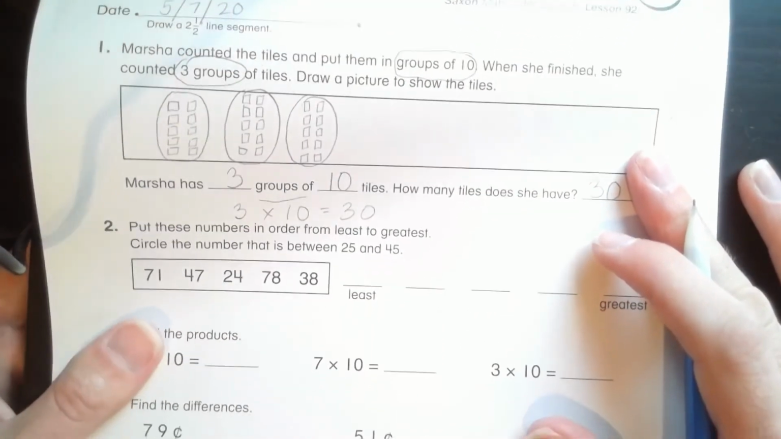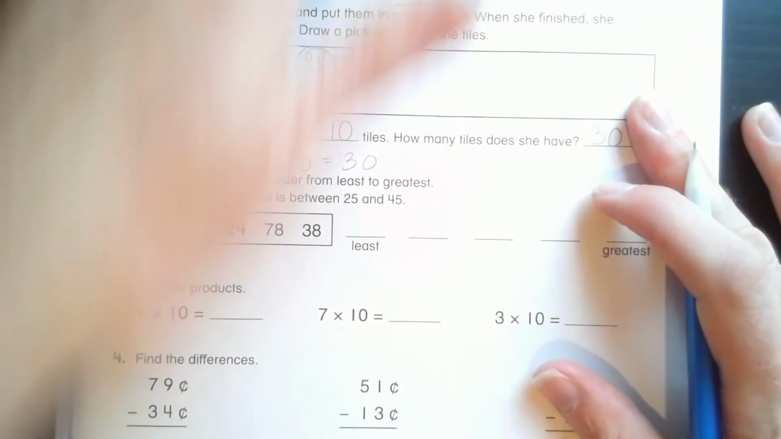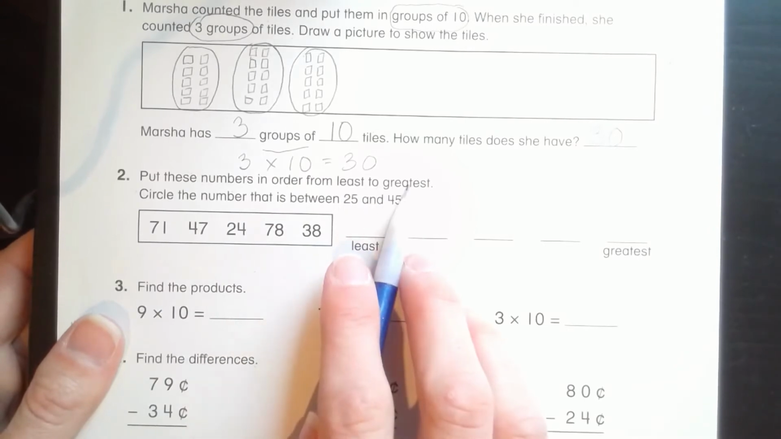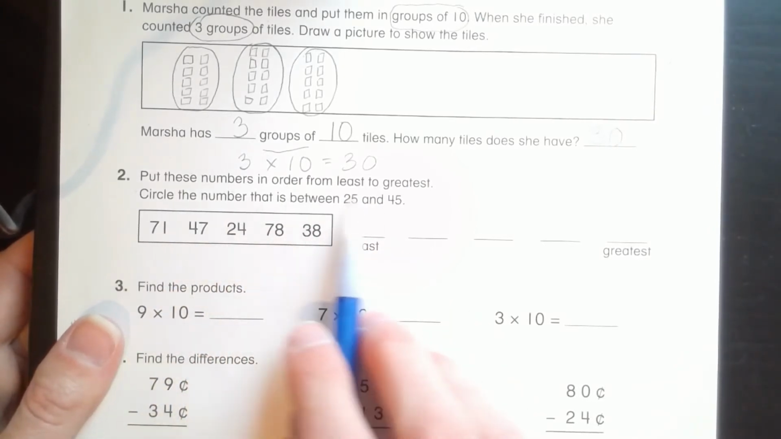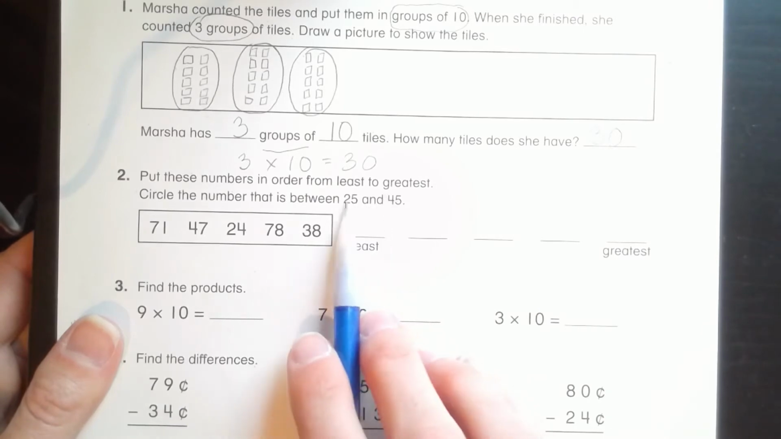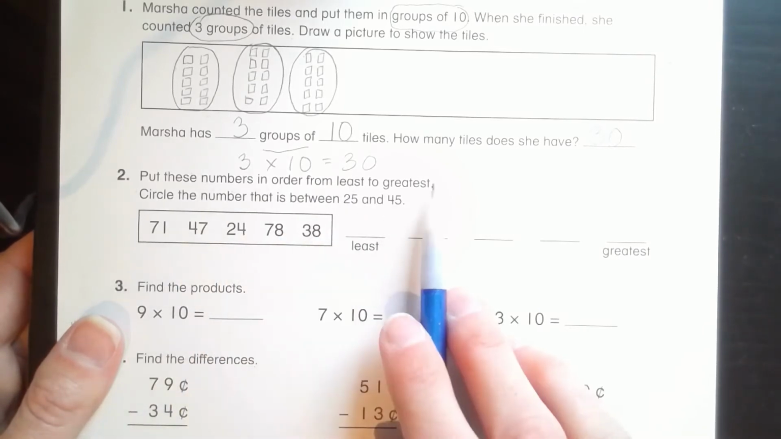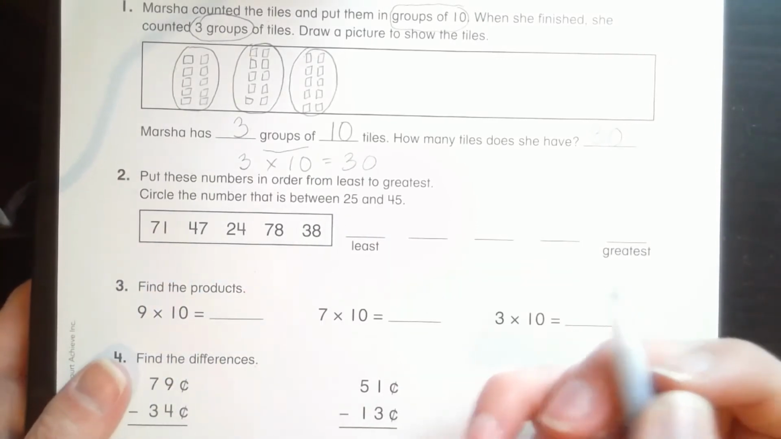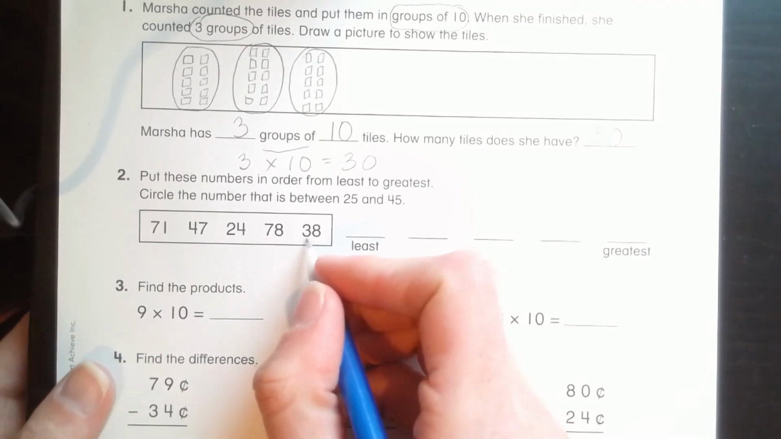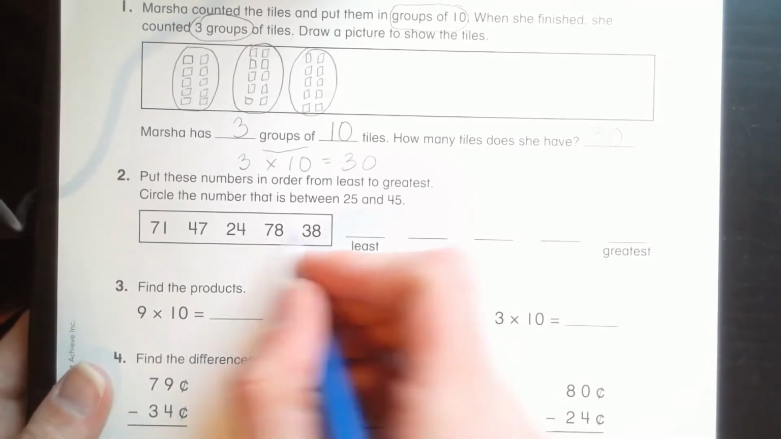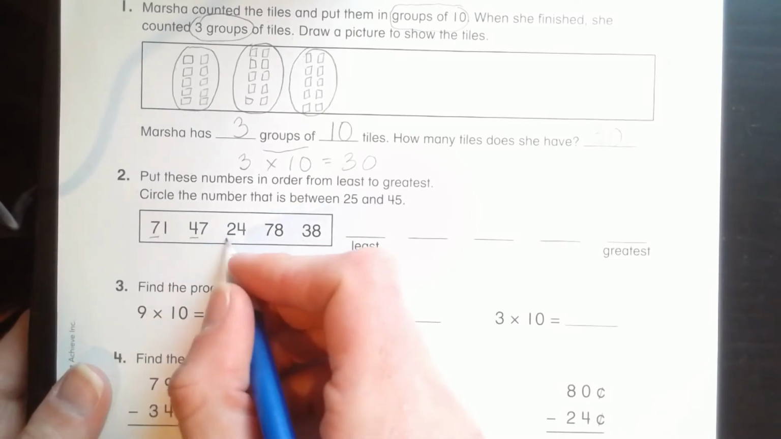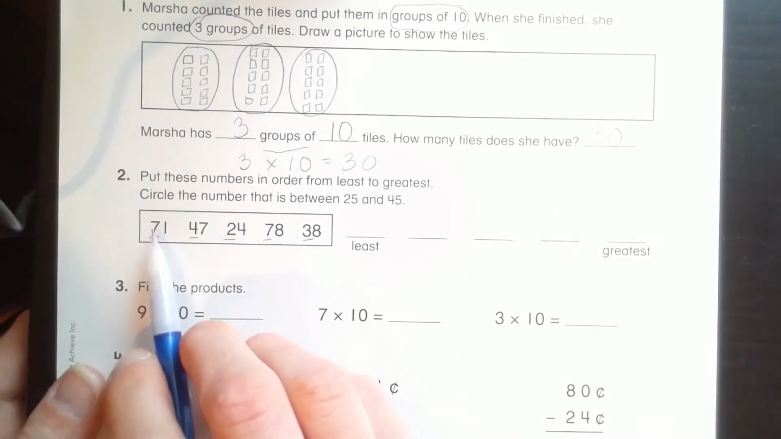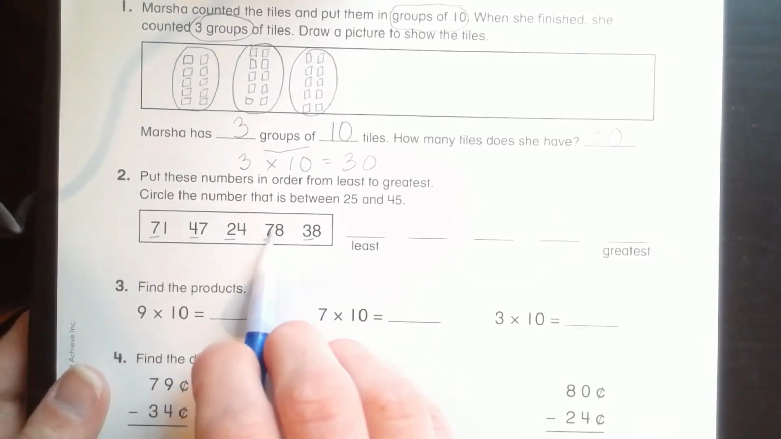Moving on down to number 2. Put these numbers in order from least to greatest. Circle the number that is between 25 and 45. So we'll do this part after we put the numbers in order. Here we have 1, 2, 3, 4, 5 numbers, and they all only have 2 digits. So we always look at the digit all the way to the left, which is the tens column here. We have 70, 40, 20, 70, 30. What's the smallest? 7, 4, 2, 7, 3.